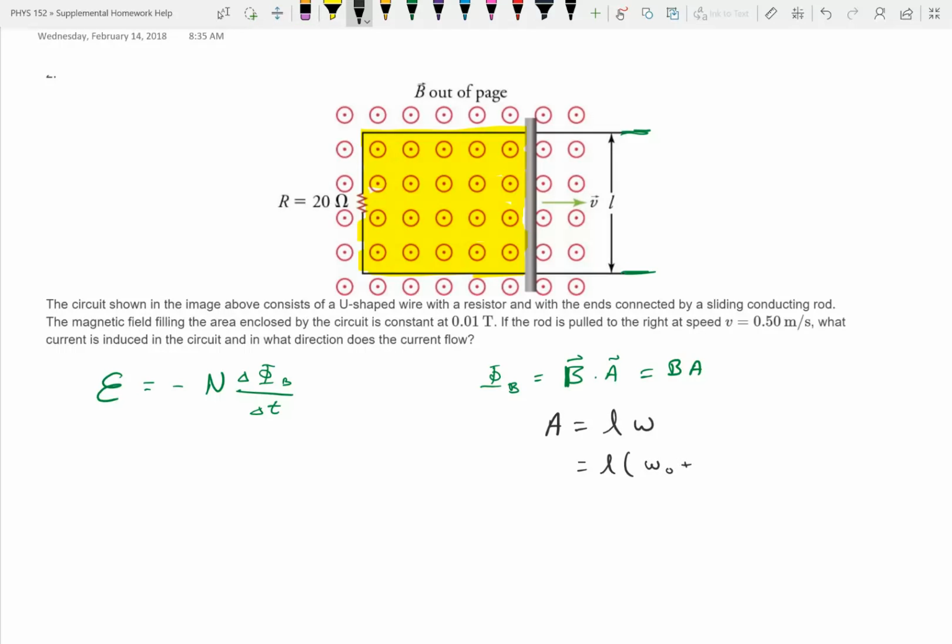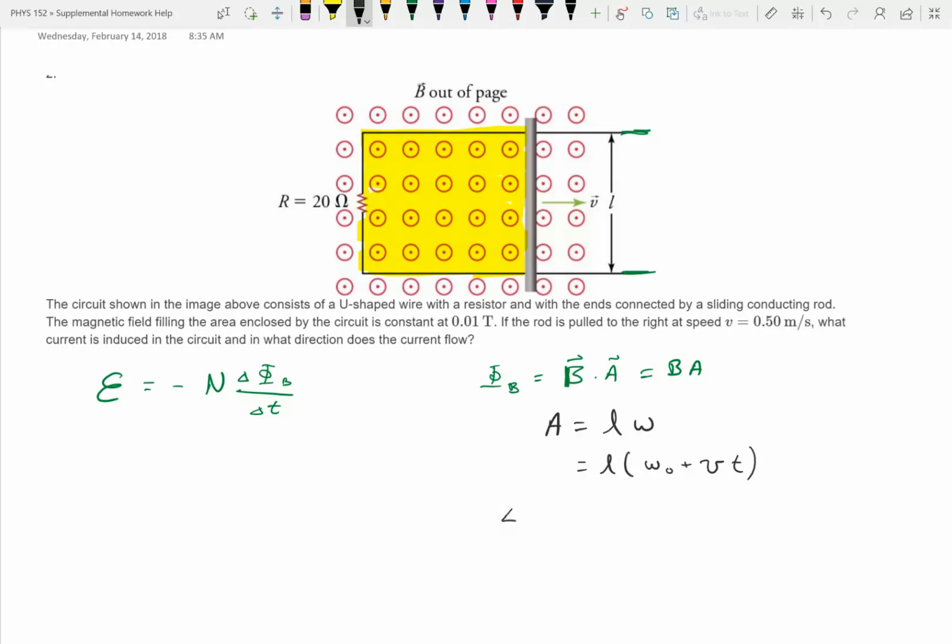I put a W0 for the initial width plus, because the area is getting bigger with time, because of the direction it's going. And then V multiplied by what? How do I get the distance? V times T will give me the distance it's traveled. Distance traveled is equal to speed multiplied by time, but it's constant speed. So that's my equation for area.